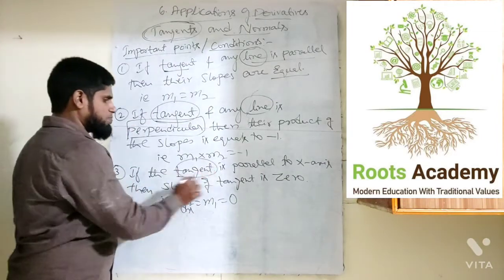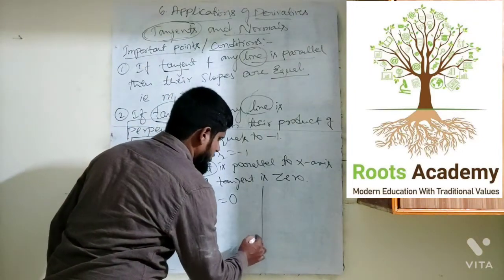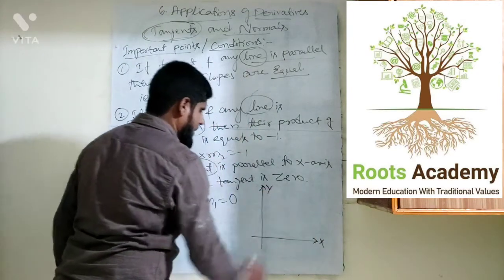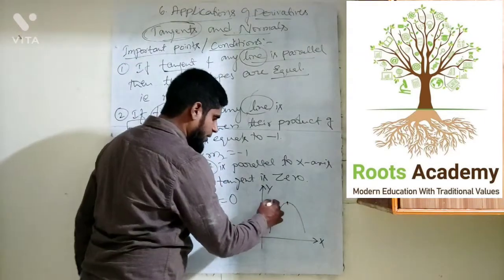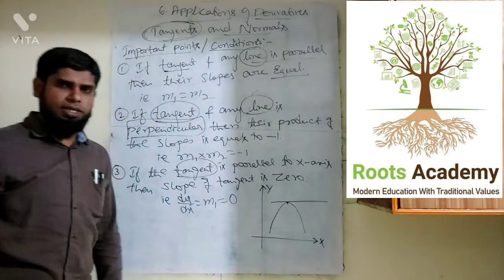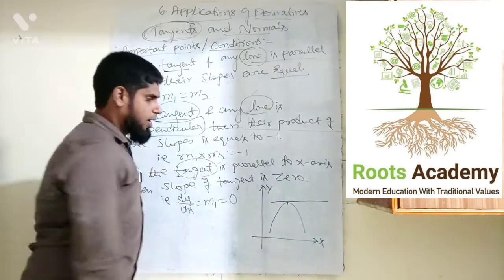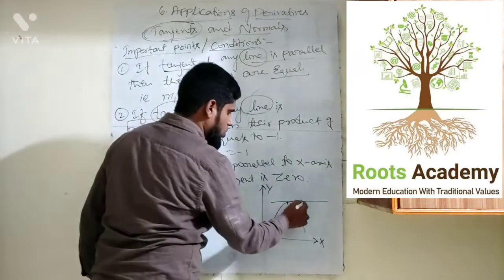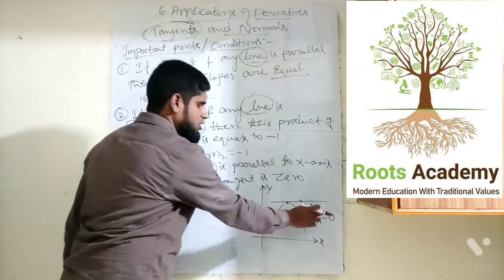If any tangent is parallel to the x-axis, in the sense if it is like this, if I have a curve and this is the curve. If I draw a tangent to this curve, then I can draw it from here. Since this line is parallel to the x-axis, I cannot make any slope here, because to draw a slope, I need a slant line, not a line parallel to the x-axis. So its slope is 0. Its dy by dx is 0, or m1 is 0.